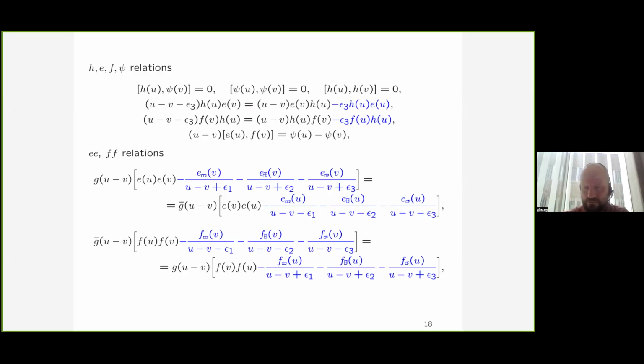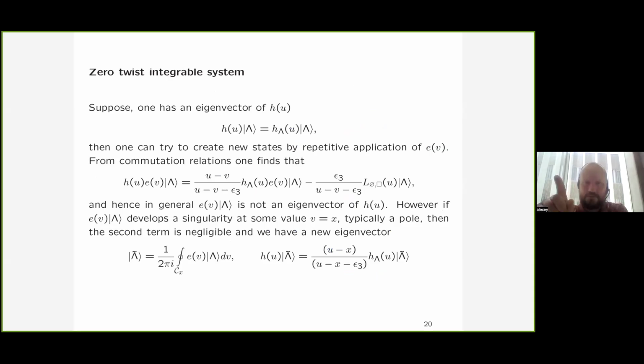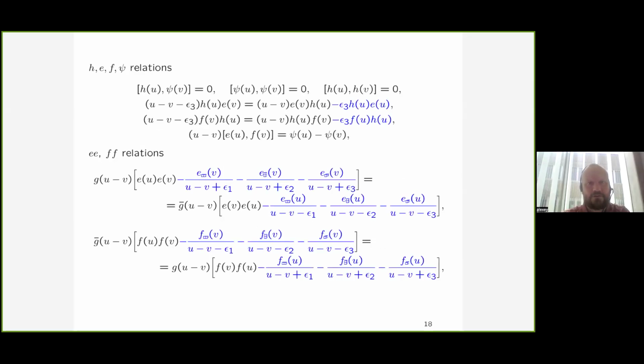There is an ambitious goal to compute matrix elements of the local operators between the Bethe states, but this is still undone at the moment, still in progress. So first of all, the first ingredient of this construction is the so-called zero-twist integrable system. Probably I'll remind you later why it is zero-twist, but just, sorry, I scroll back a bit, to show that my generators H and psi form a commutative subalgebra.